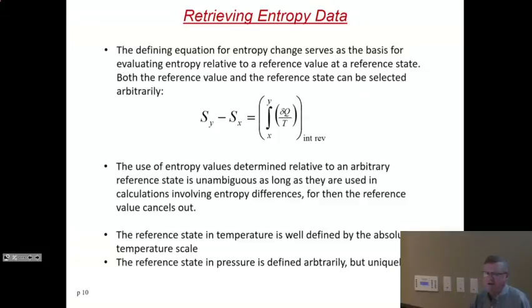But entropy is relatively easier, in fact, in this case, than enthalpy, because the reference state vis-a-vis temperature is well defined, which was not the case for the enthalpy or the internal energy. That was arbitrarily defined. Here it is defined by the absolute temperature scale. Now, in pressure, that is not so. When you take a change in entropy vis-a-vis pressure, that starting pressure is arbitrary.